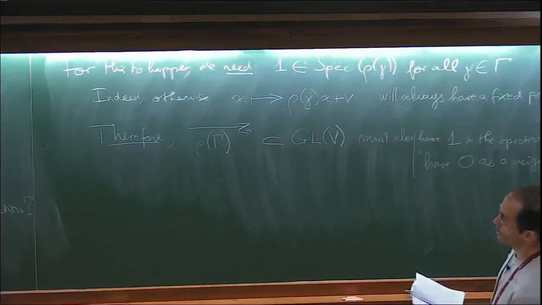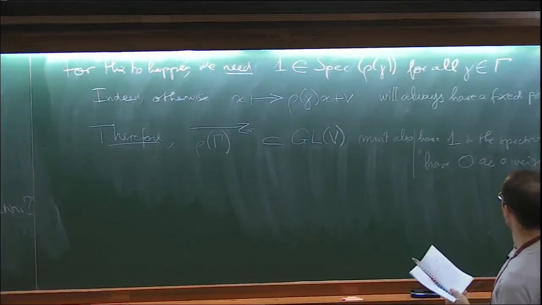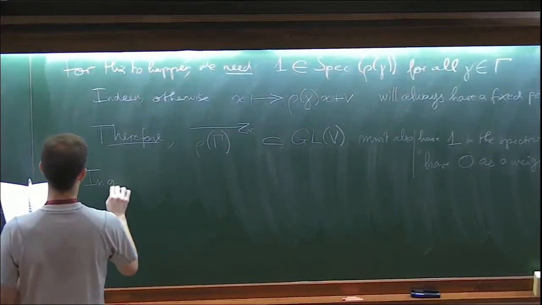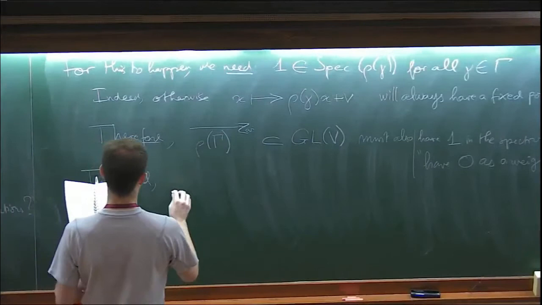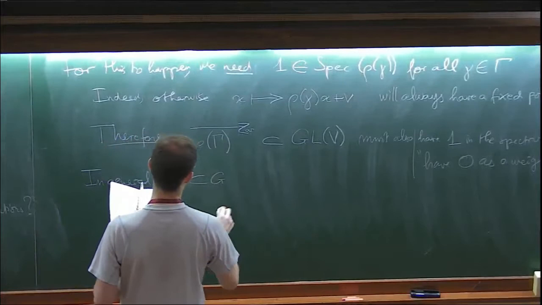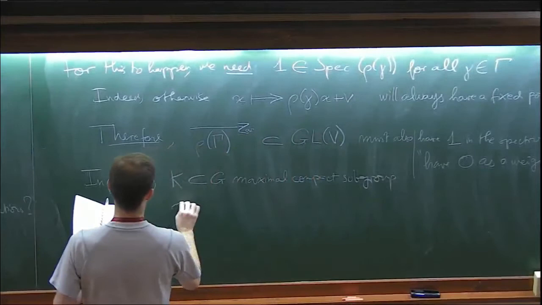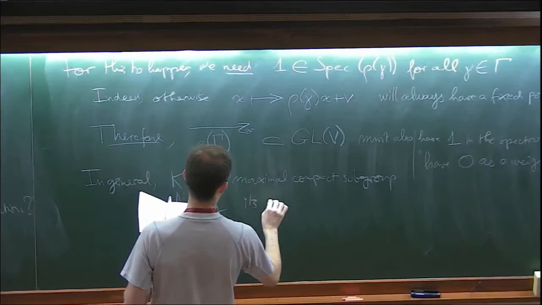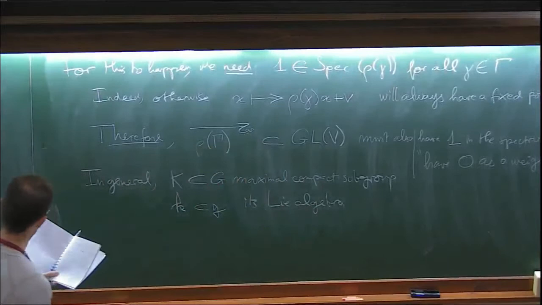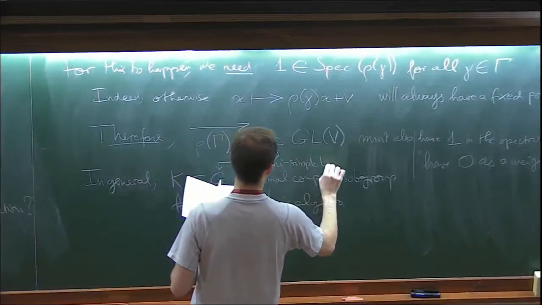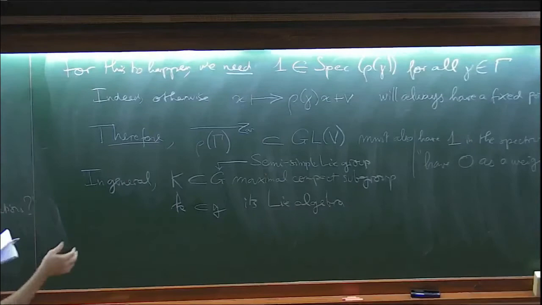And okay, so in general, let's see. In general, if you take K, a subset of G, a maximal compact subgroup, and lowercase k its Lie algebra, take its orthogonal complement. So G for us is a semi-simple Lie group. I'm going to say something about which representations allow for this type of examples.